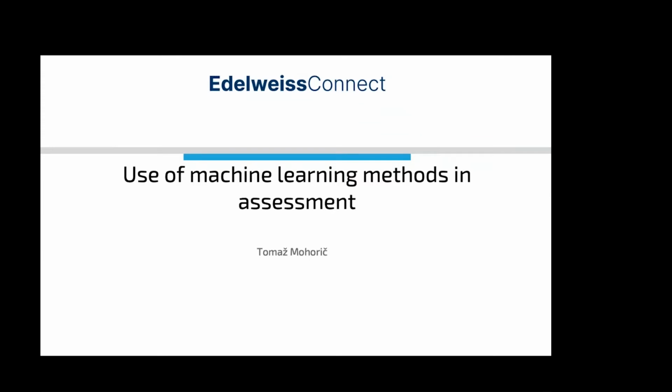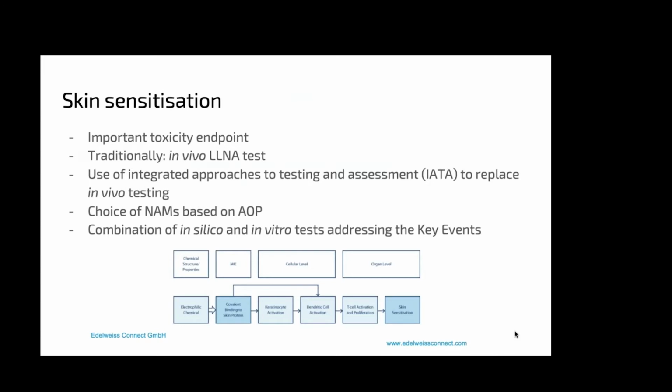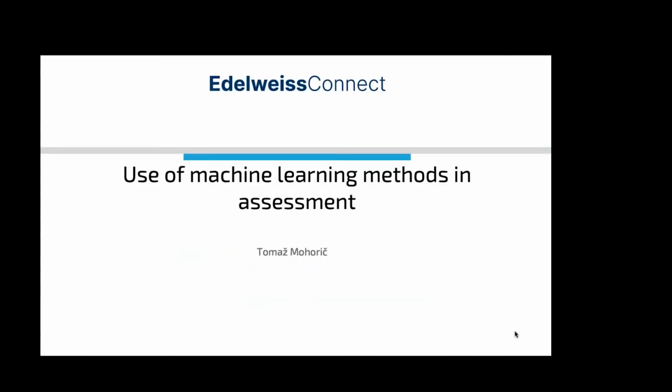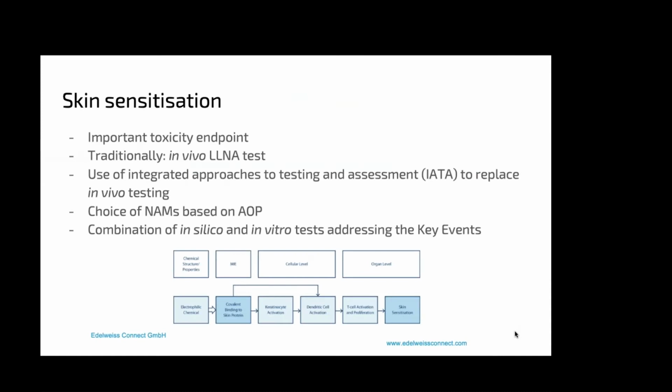Okay, thank you. So I will go through some of the machine learning methods that are used today in assessment of skin sensitization. As was already mentioned, this is an important toxicity endpoint. Traditionally, an in vivo test called LLNA is used to estimate the concentration of compound that makes 3 times proliferation of lymph node cells. From this EC3 concentration, you can also estimate the potency class of your compound.